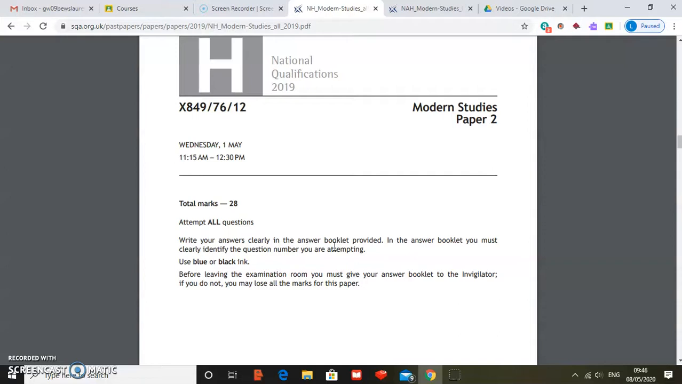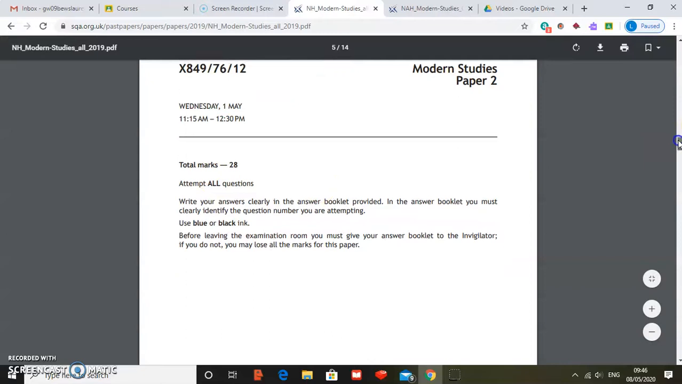If you've never done National 5 Modern Studies, it's not an issue because we will start from scratch on how to do this question, and you'll easily catch up to speed with all the practicing that we'll be doing in class anyway.